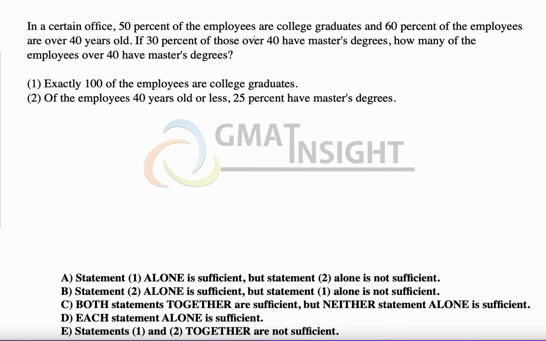In a certain office, 50% of the employees are college graduates and 60% of the employees are 40 years old. So it looks like it's a two-set question. So the first thing that we should do in such a question is draw a grid. Now, I am drawing the grid like this.